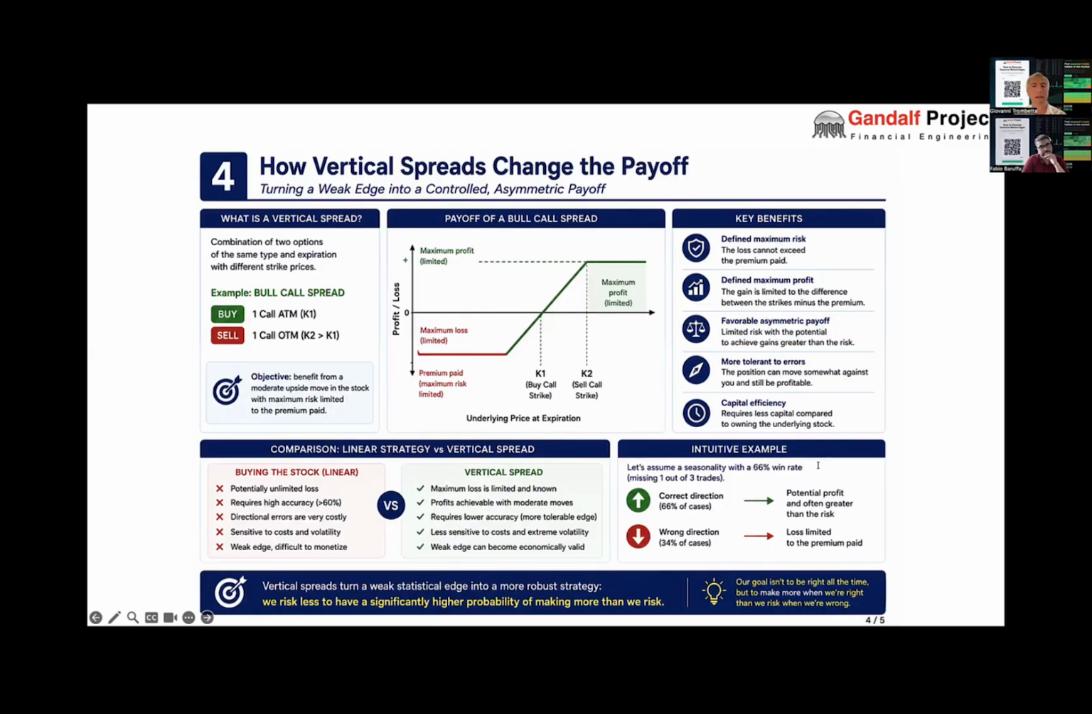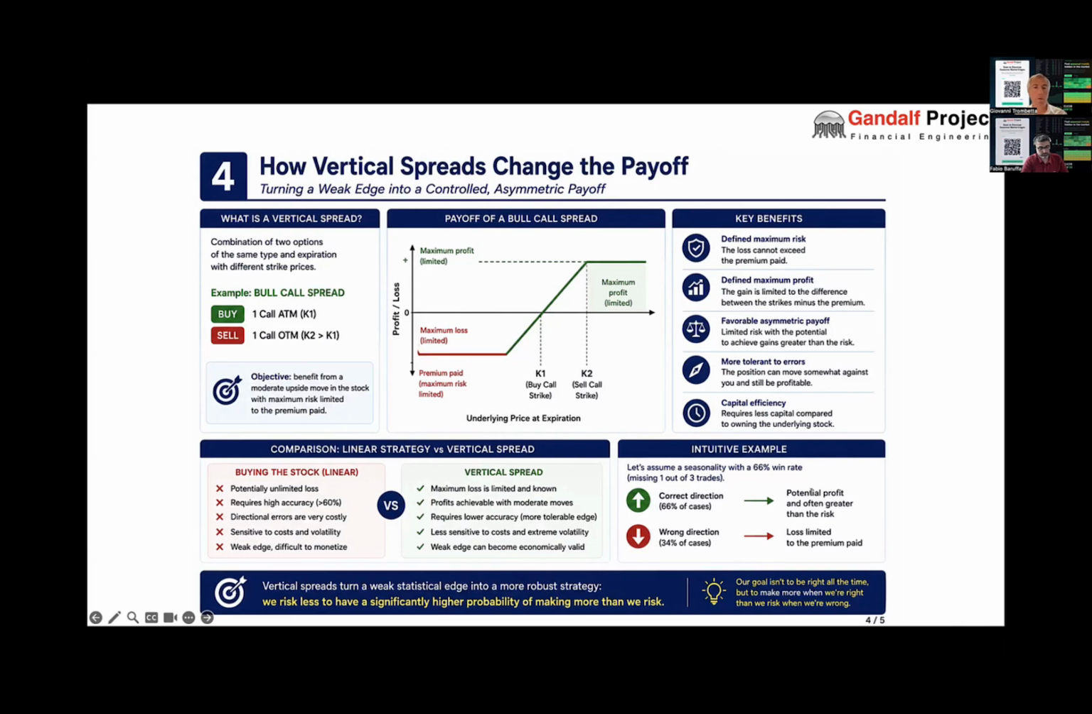So basically, comparing the two approaches, what can we say? A linear stock position requires high directional accuracy. A vertical spread can remain profitable even if the move is smaller than expected. The statistical edge does not need to be perfect to become economically meaningful.